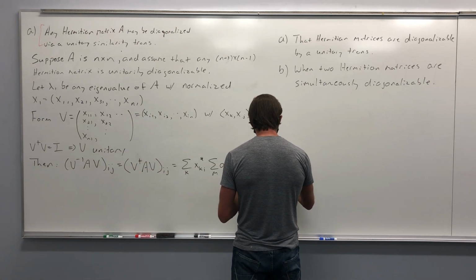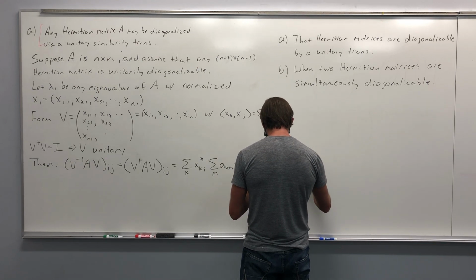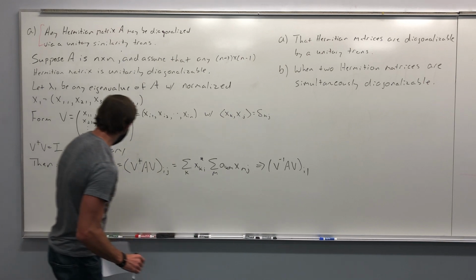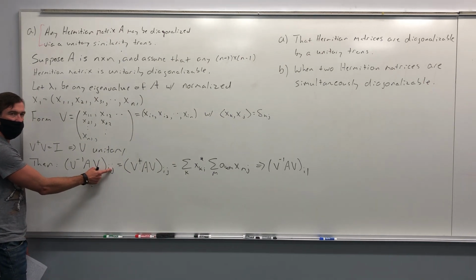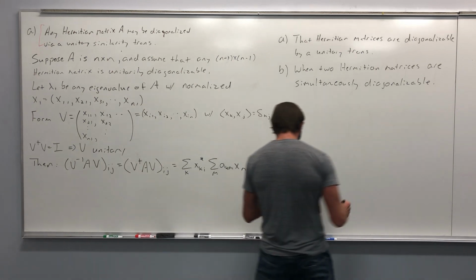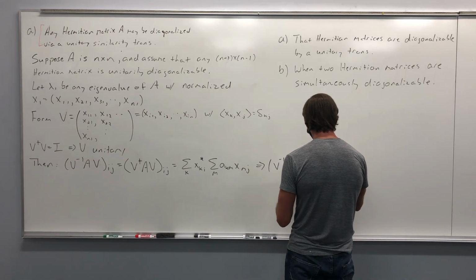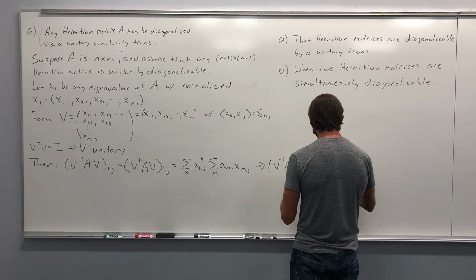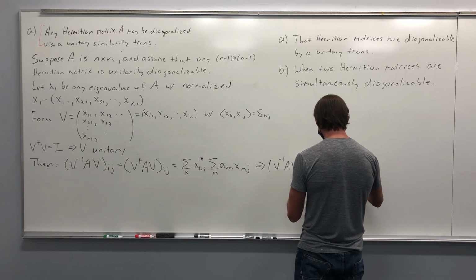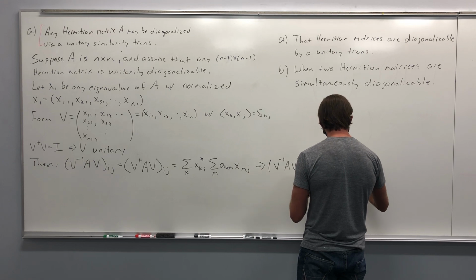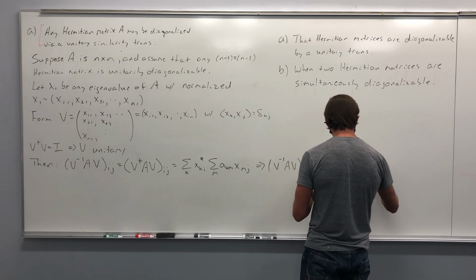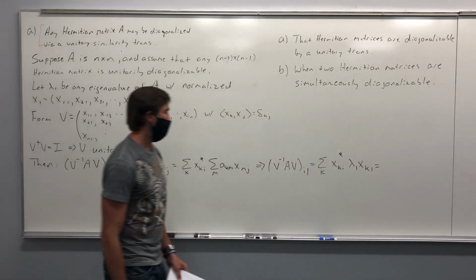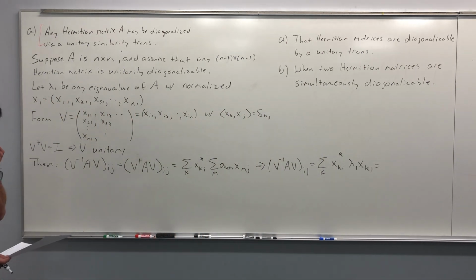So this tells me that if I focus on i1, that is, I take j equals 1, then this becomes the sum over k of x_ki star lambda 1 x_k1. What does this come out to be? Any takers?